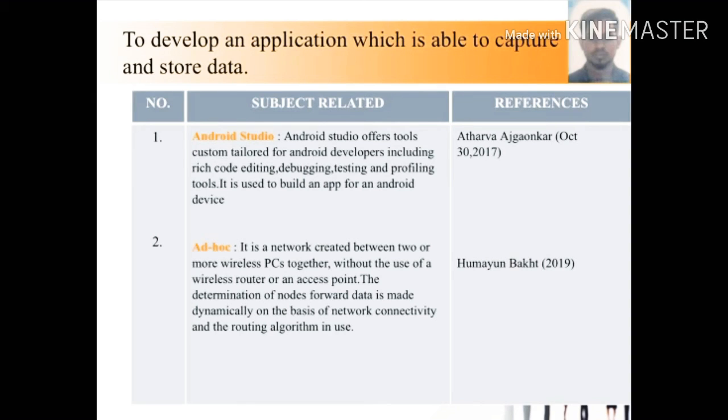The second is the ad hoc. It is a network created between two or more wireless PCs together without the use of a wireless router or an access point. There are a few types of ad hoc network. For example, mobile ad hoc network MANET, vehicular ad hoc network VANET, smartphone ad hoc network SPAN and more.